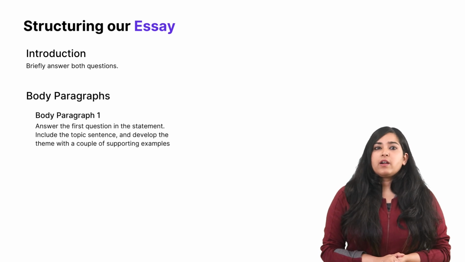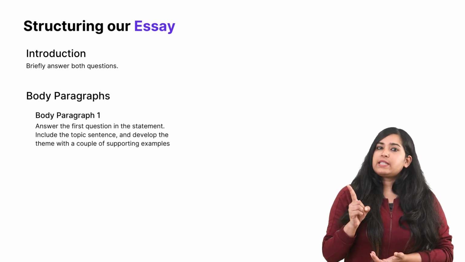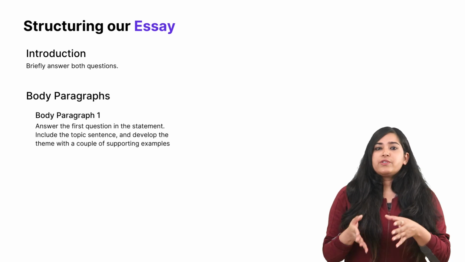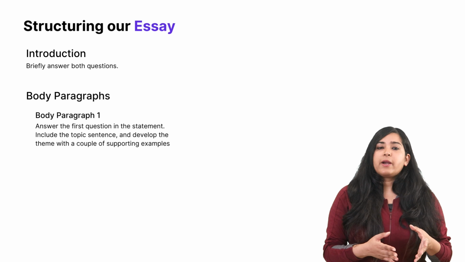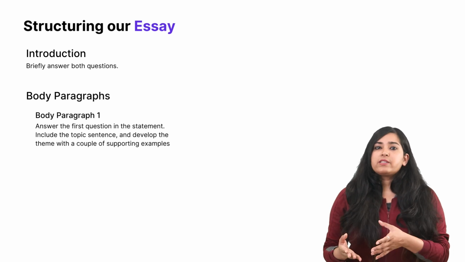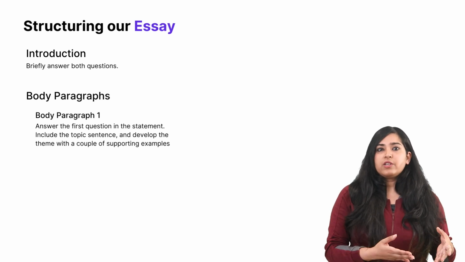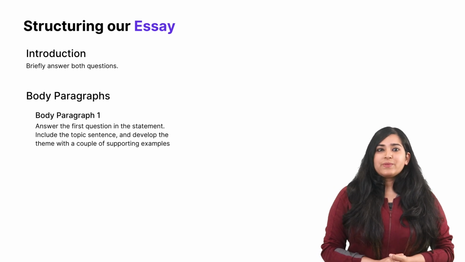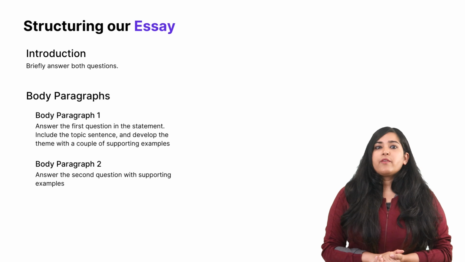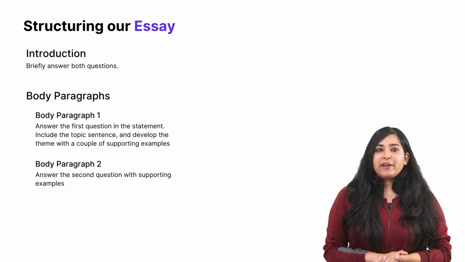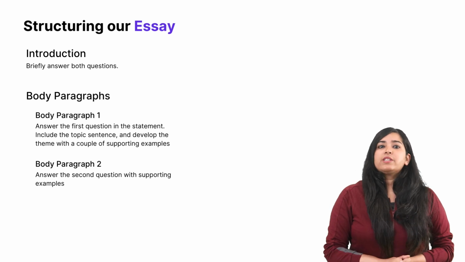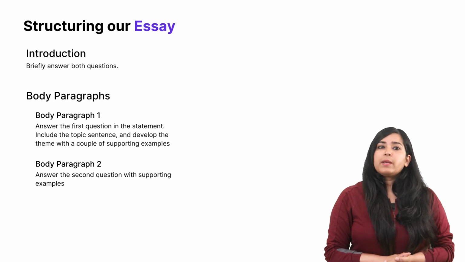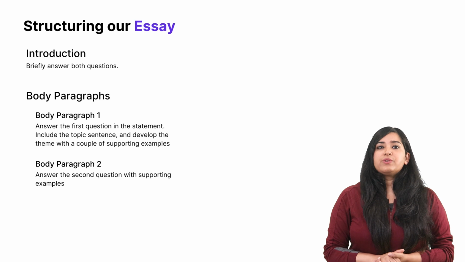The first body paragraph is where you will answer the first question in the statement. It will have a topic sentence. So here, using our example, the first sentence of this paragraph will be about how the elderly can benefit from using advanced technology. You will then go on to develop the theme with supporting examples. The second body paragraph will follow the same structure as the first body paragraph. Here, you will answer the second question posed. Again, going back to our question, this paragraph will be about how the elderly can be encouraged to use consumer electronics more often.